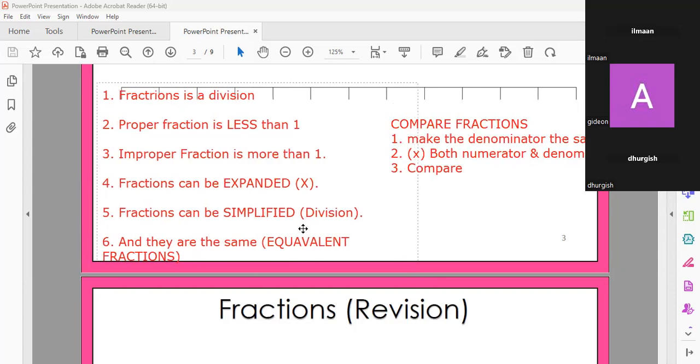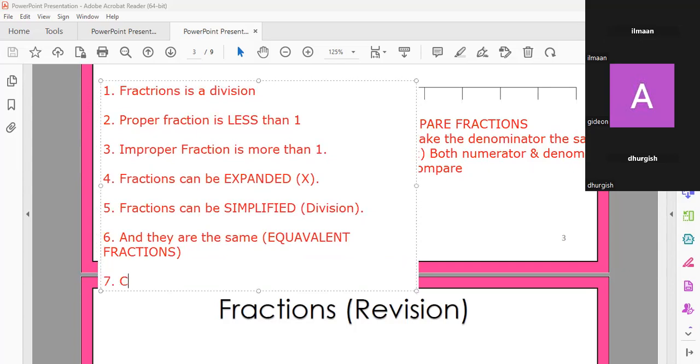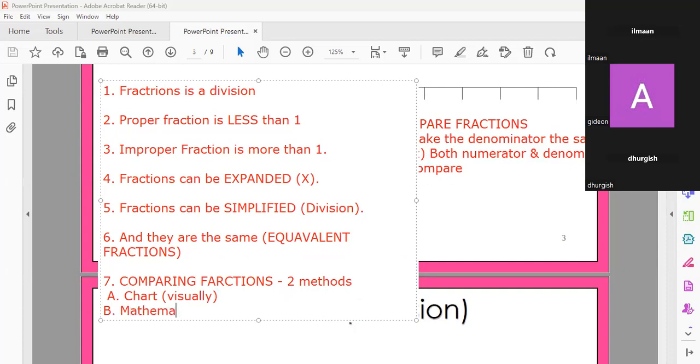And we can compare fractions. The 7th thing that you learn is comparing fractions. You want to see which one is more or less, and you have 2 methods to do it. Method 1, you look at the chart, you look at it visually. You can compare, it makes life easier actually. Method 2, you do it mathematically, which means you follow these steps on the right.